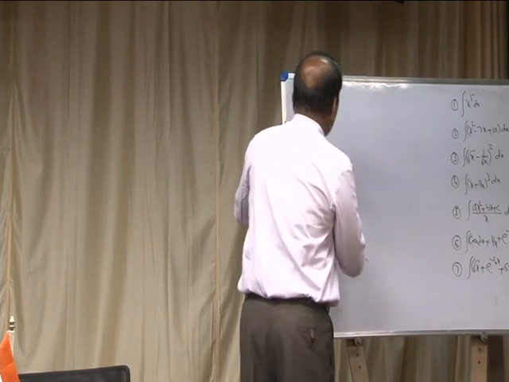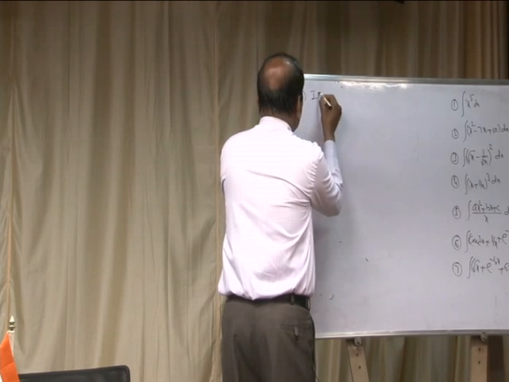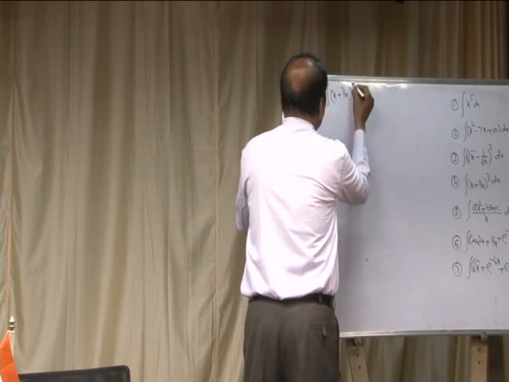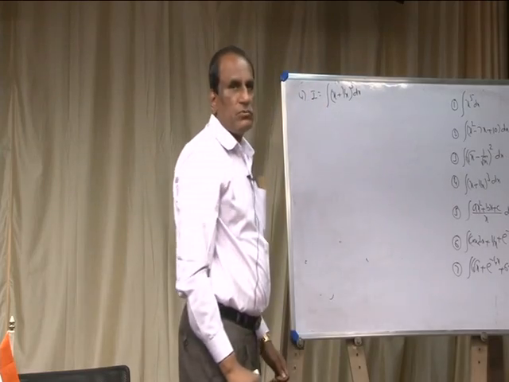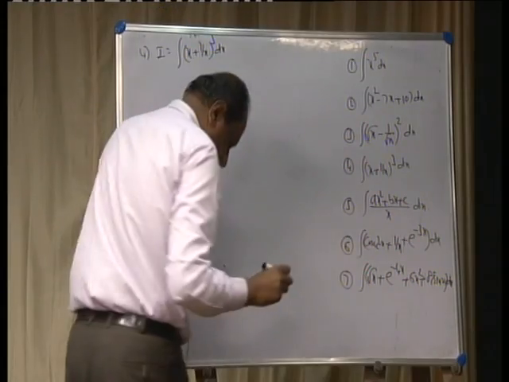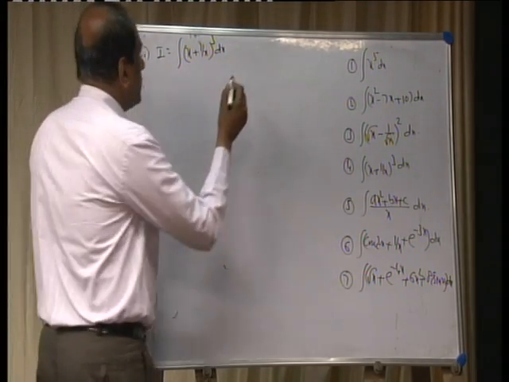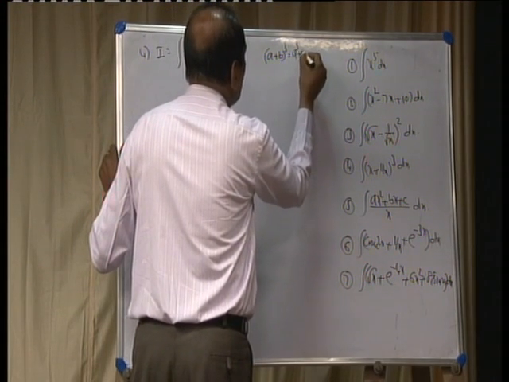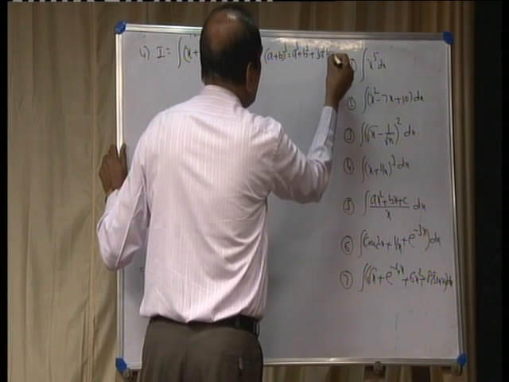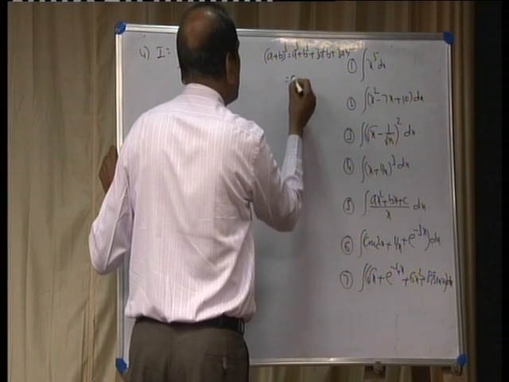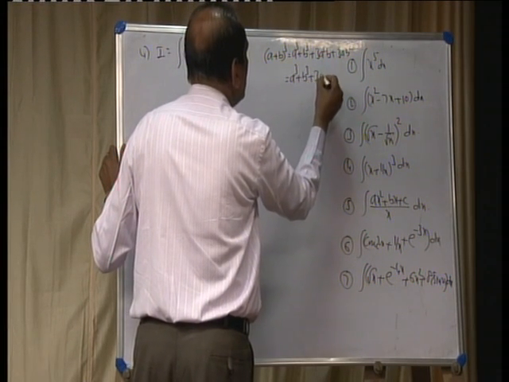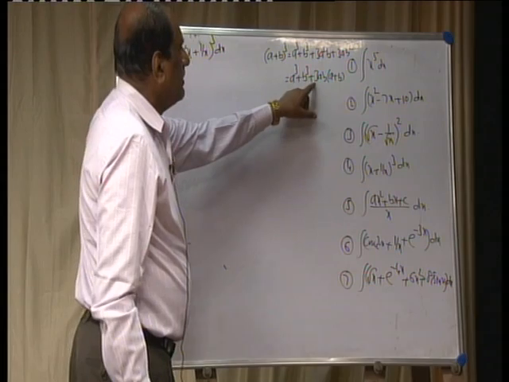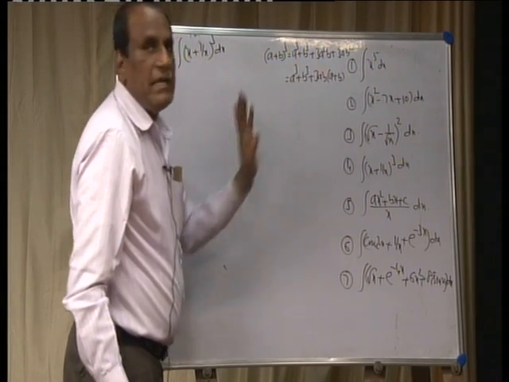Next, the fourth problem. The integrand: I is equal to the integral of x plus 1 over x, whole cube, dx. There is a formula from high school that we can apply. What is a plus b whole cube? A plus b whole cube is equal to a cube plus b cube plus 3a square b plus 3ab square. The same formula can also be written as a cube plus b cube plus 3ab into a plus b. Both expansions are correct. Removing the brackets, 3ab into a is 3a square b, and 3ab into b is 3ab square.